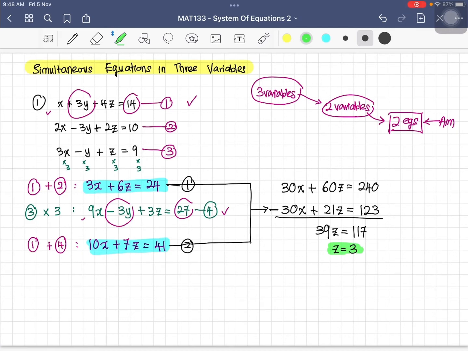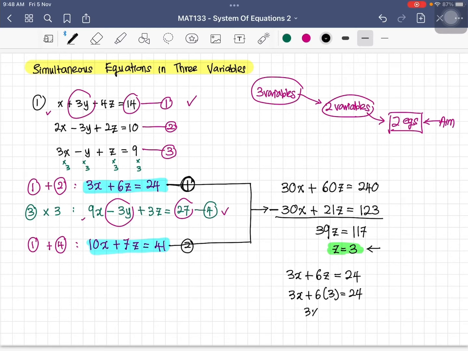Now what we need to do is find the value for x. I can make use of the first equation here: 3x plus 6z is equal to 24. Since we have already obtained the value for z, 3x plus 6 multiplied by 3 equals 24.